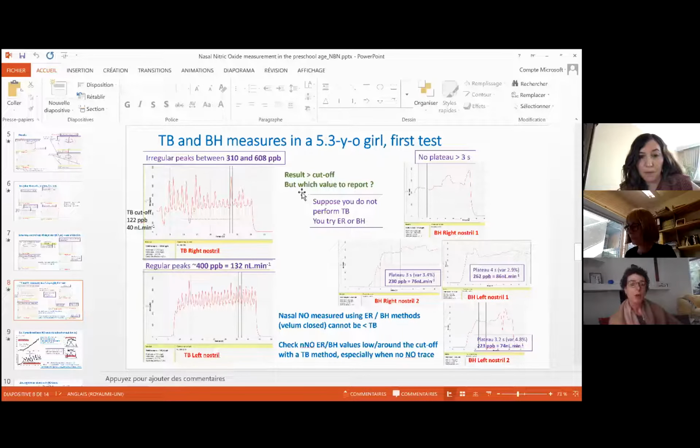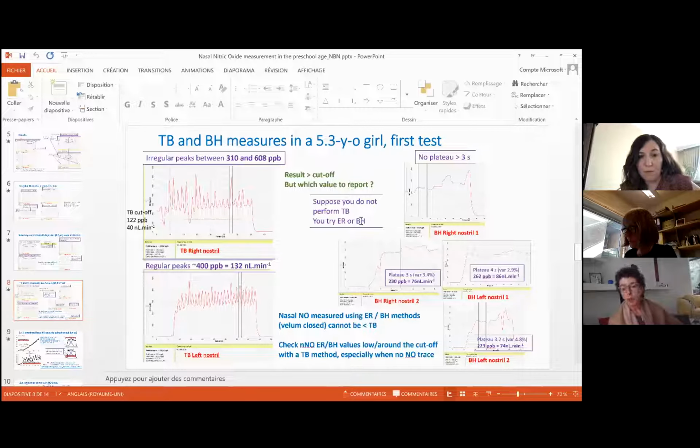Okay, so you got a result which is normal. However, I would not be able to know which result to give, probably the left nostril. But suppose you're in a setting, or you're a person who cannot perform tidal breathing because you don't know how to perform it, you've not learned. And so you would try in that 5-year-old, because the American recommendation says that after 5 years of age you can perform expiration against resistance. So you will try, but the girl failed.